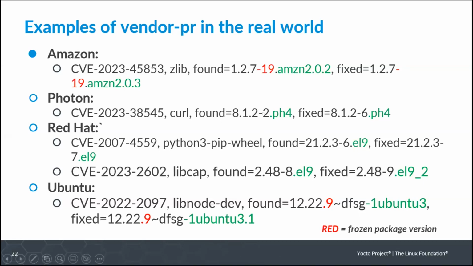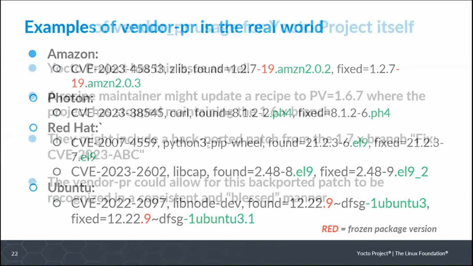Sometimes they can up-rev the version of the package, here in this case curl -2 to -6, but sometimes they have the same problem that Wind River has. They have to freeze the package version, in this case 19 and 19. And so the only differentiation is the vendor PR at the end. It's just a quick sample I took off of some data I had.